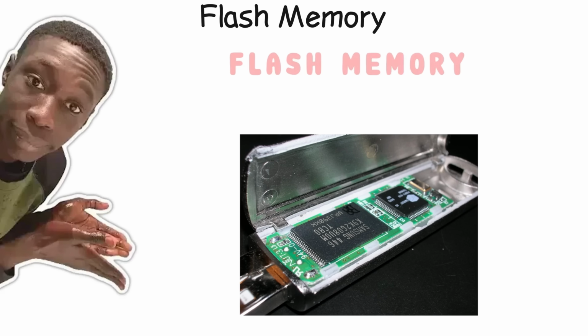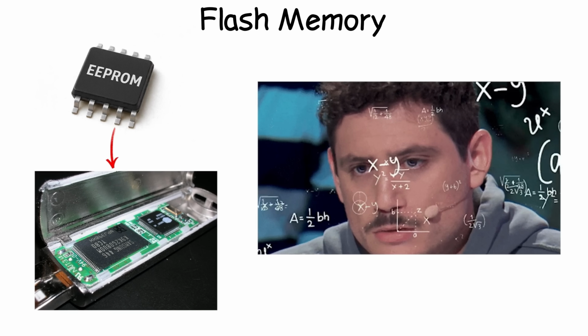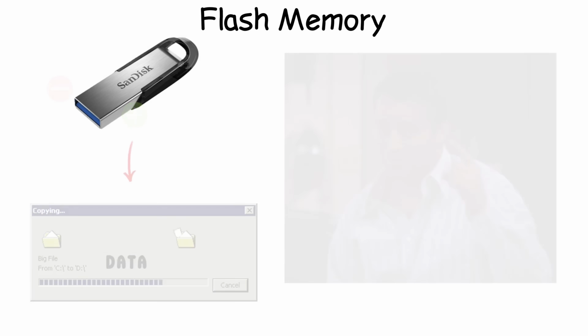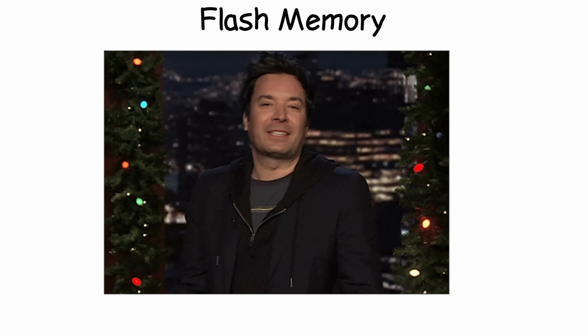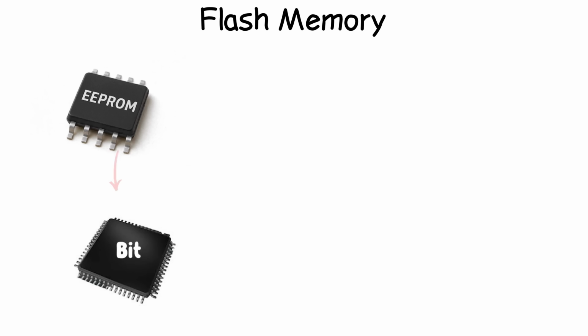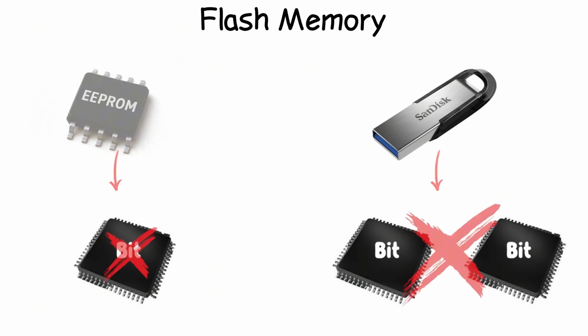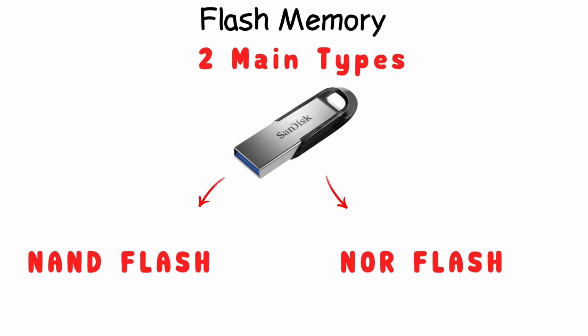Flash memory is a direct descendant of EEPROM. It uses the same basic principle, storing data as electrical charges, but engineered to be faster, denser, and cheaper. The key difference is that EEPROM erases 1 byte at a time, while flash erases in large blocks, making it much faster for handling large amounts of data. There are 2 main types.